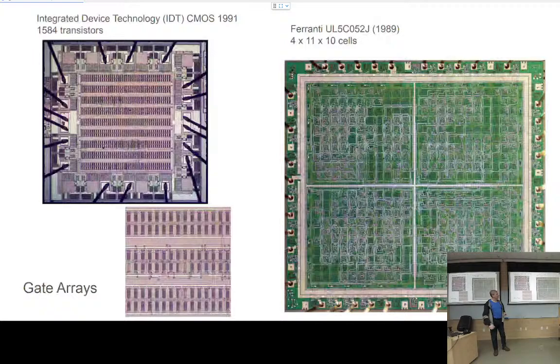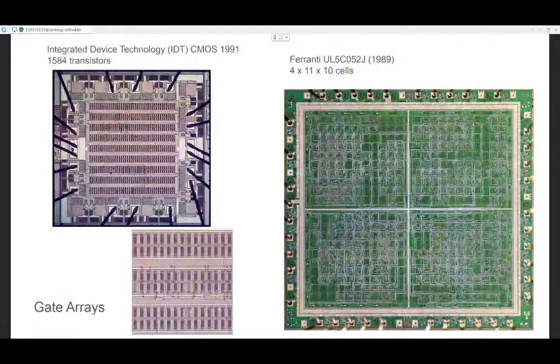Here I'm going to take a little detour. One thing that became popular at the end of the 70s and the beginning of the 80s was, well, it's so complicated to make all this layout. What if the factory were to make all of the layers except for the very last one, which is the aluminum, the wires connecting everything else? What if the client only had to draw the wiring like this one or this one? Here's an example. Here's the wires connecting. So this became a gate array.